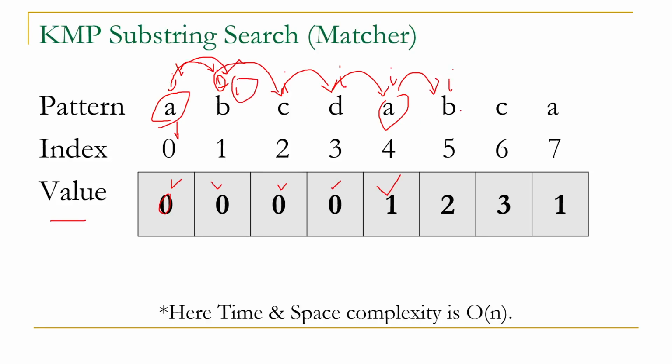Then C, B is matched. So we see the J index. Now J index is in 1, and finally we can input the value J index plus 1, which is 1 plus 1 is equal to 2. Again it is matched. J index is increased to C, and I index increases to C. Here C is matched. Then 2 plus 1 is equal to 3.